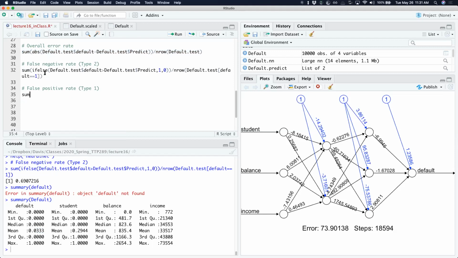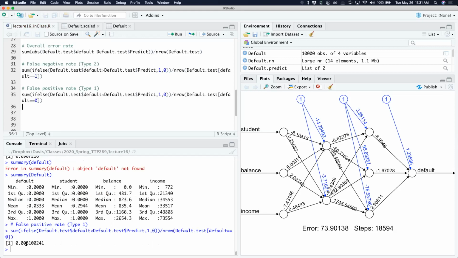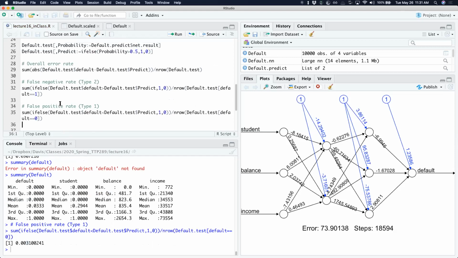So let's see, I could do the same thing, but now I flip these, right? This is saying you guessed that someone who didn't default did default. And then the denominator is just so much bigger because so few people defaulted in our data set. So let's take a look, right? And here the error is like 0.3%. And so if I were to calibrate my weights to minimize this value instead of this value, then your overall error rate may increase quite a bit, but you could drop your false negative rate, if that's what you care about, by a much greater extent.